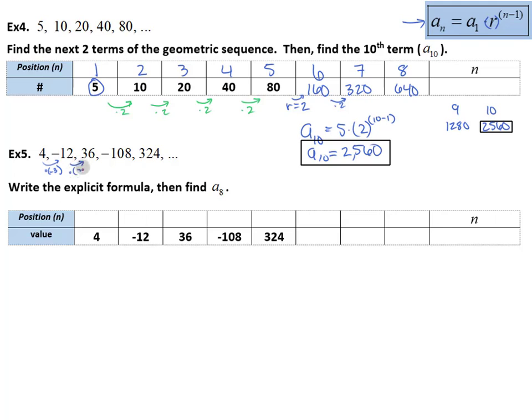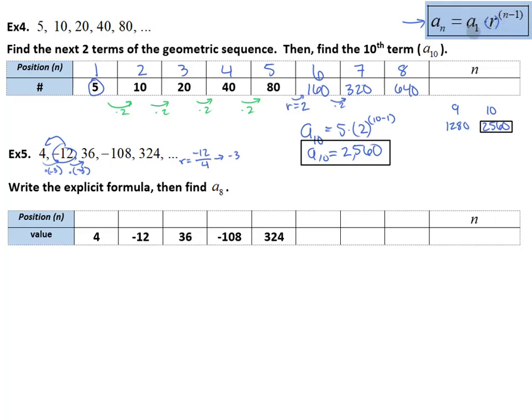times -3. Now again, if it's not as obvious what they're multiplying by, I can take any of these numbers, especially if I know it's geometric, I only have to do it once. If they tell me it's geometric, I divide it by the previous term, and I can see that we will get -3 over 1, or -3. Okay, so that is my r value. All right, so we know r, that's good. We'll need that for our formula up there.